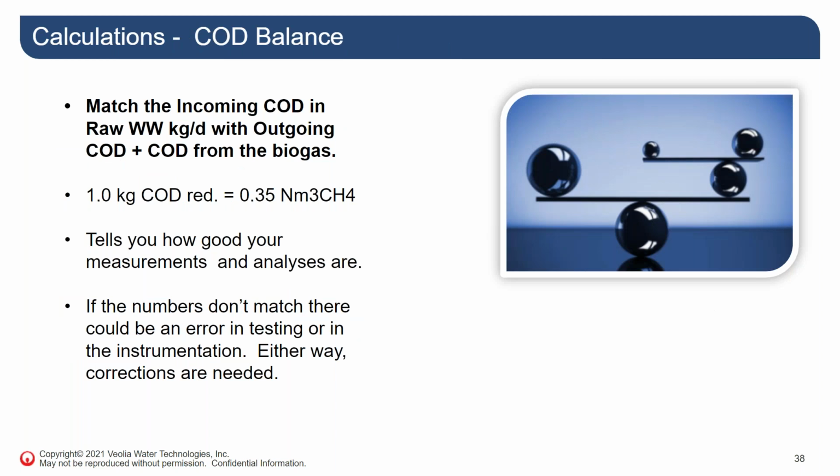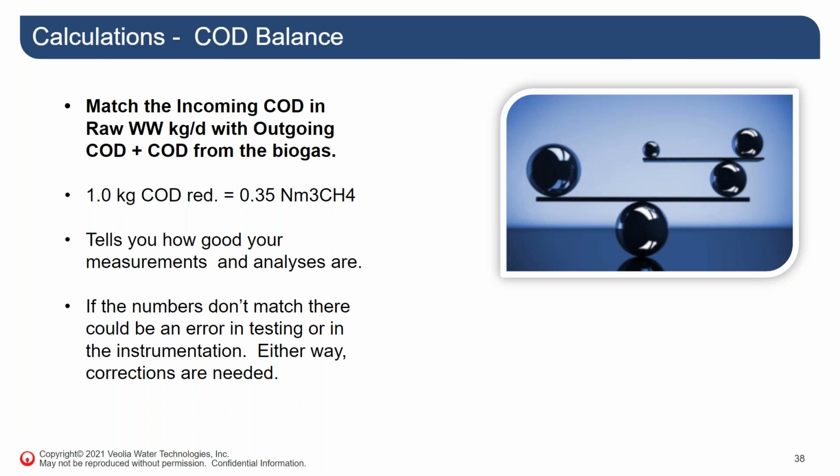So this goes to the COD balance. We want to watch that the incoming COD in kilograms per day and the outgoing COD from the reactor plus the COD that was reduced to the biogas should all equal out. A kilogram of COD reduced should give us 0.35 normal cubic meters of methane. And that tells us really how good our measurements and our analyses are. If the numbers don't match up, there could be an error in the testing or in the instrumentation.